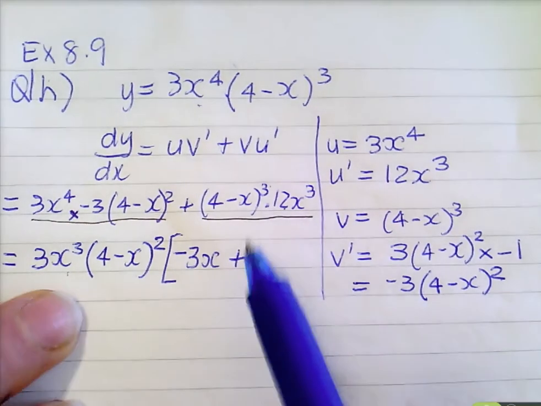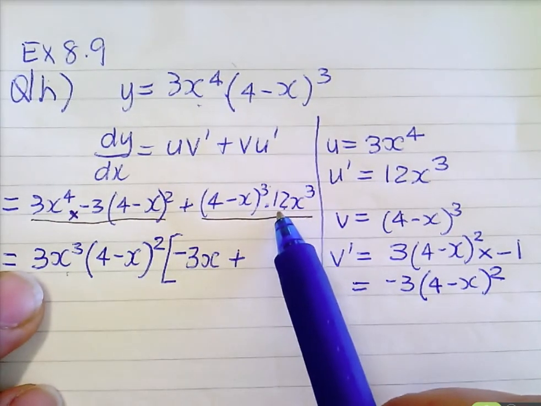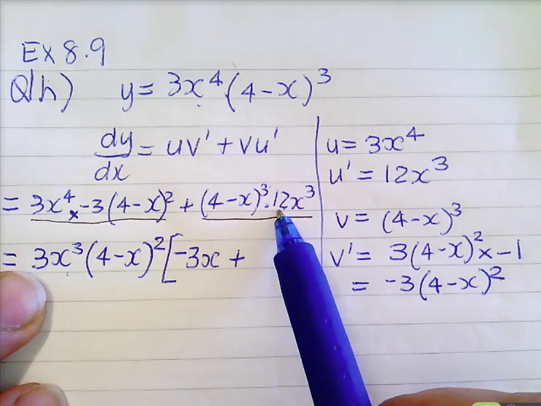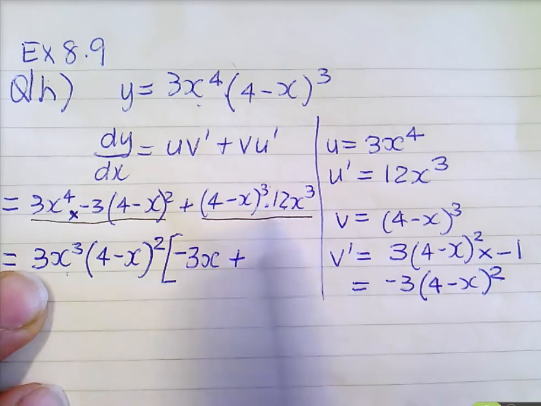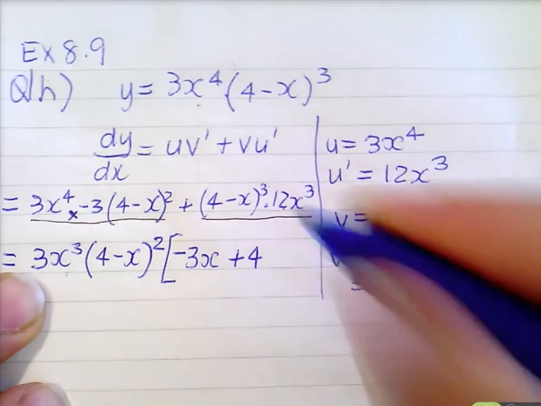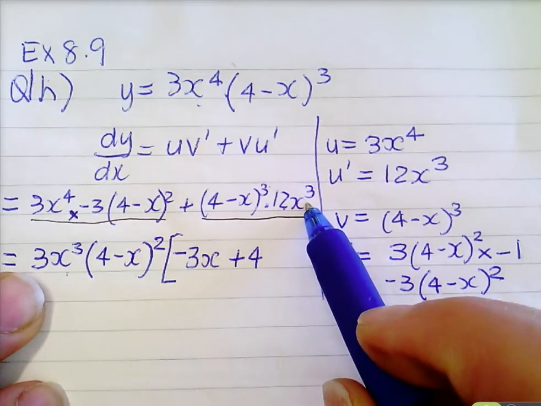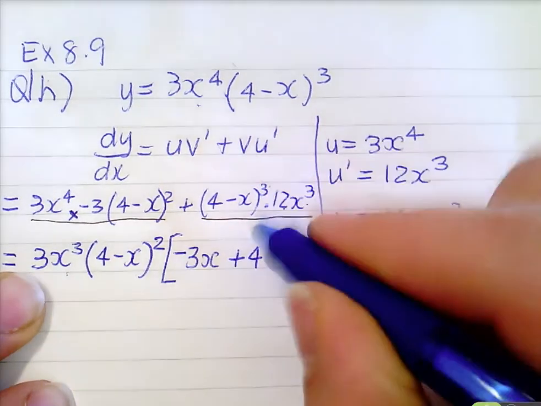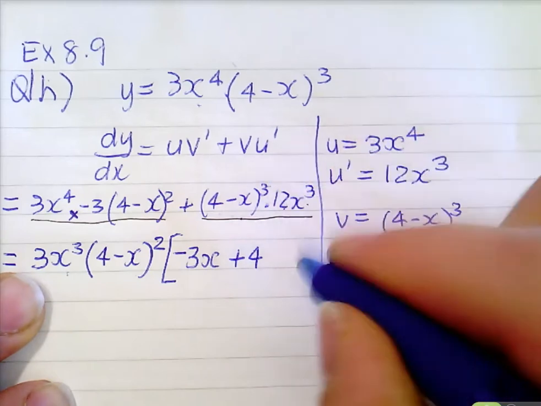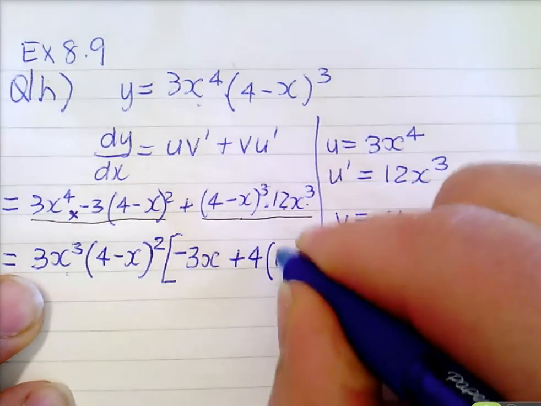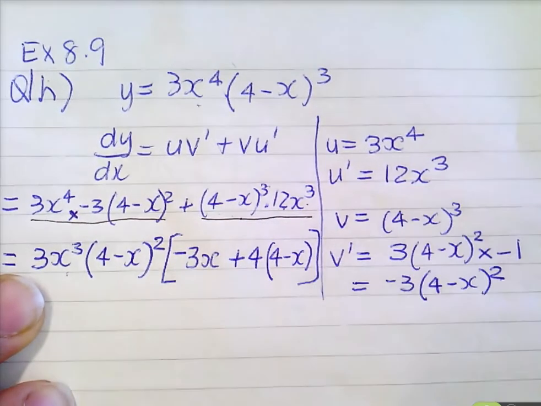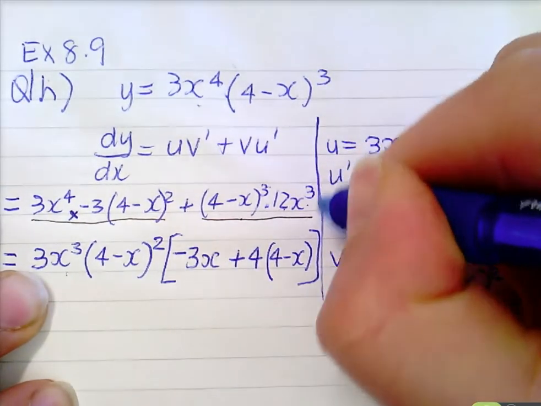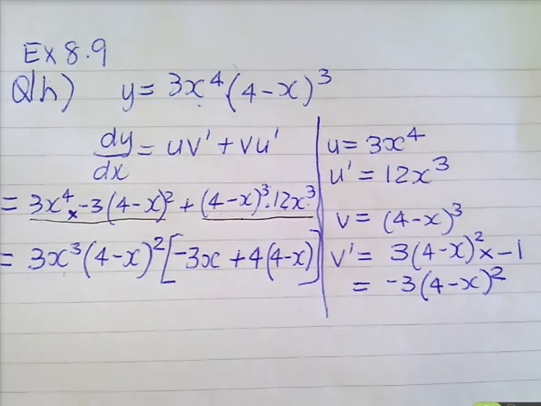Plus, I've pulled out 3. What do I still need to pull out? I've pulled out the 3 from the 12, I've still got 4 left. I've pulled out x cubed, so they're all gone. But I pulled out only (4 minus x) all squared. So what do I still write? I've still got one (4 minus x) left. Do you see that, girls?